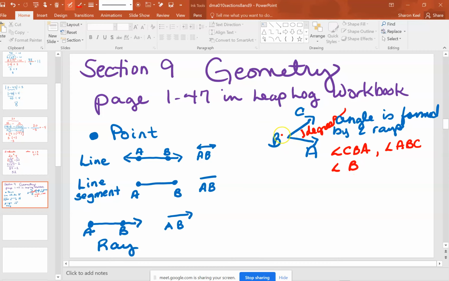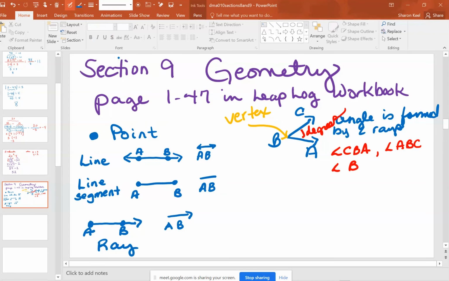B is the vertex. So this point B, let me make note with another color here. B is what we call the vertex of the angle. The vertex is where the two endpoints meet.